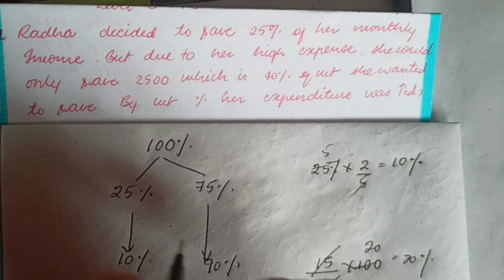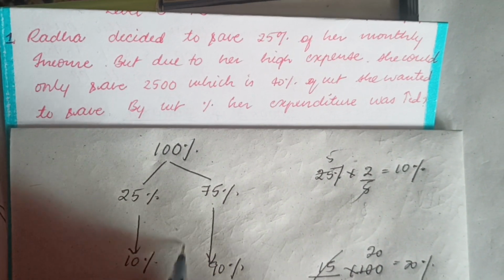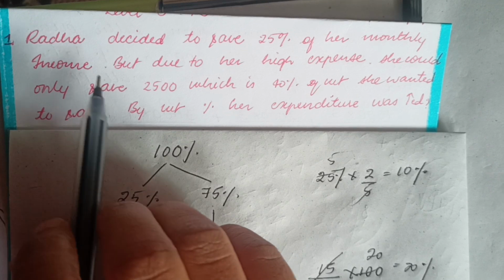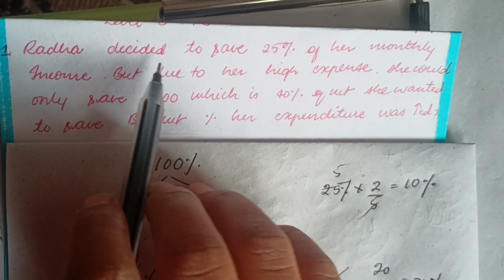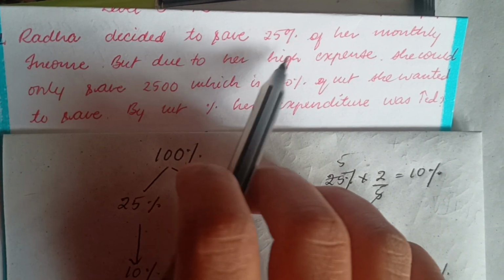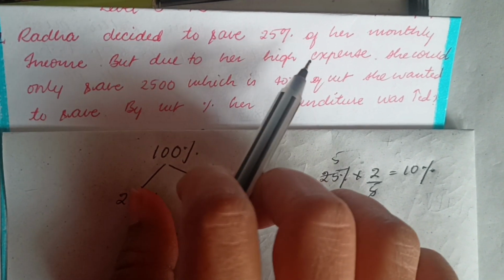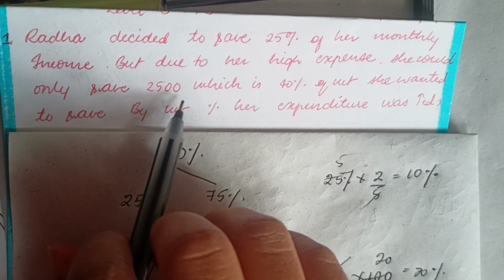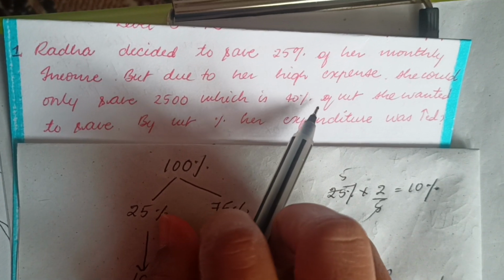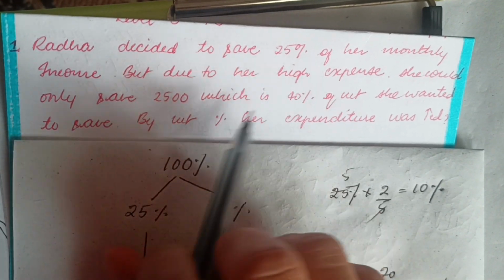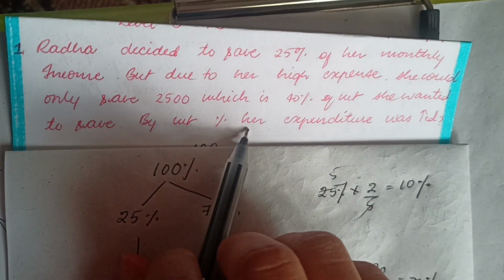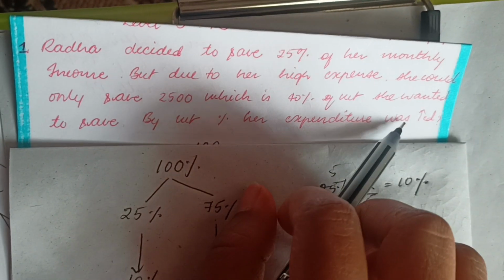So today we are going to discuss the percentage topics. So let's get started. Radha decided to save 25% of her monthly income, but due to her high expense, she could only save 2500, which is 40% of what she wanted to save. By what percentage was her expenditure increased?